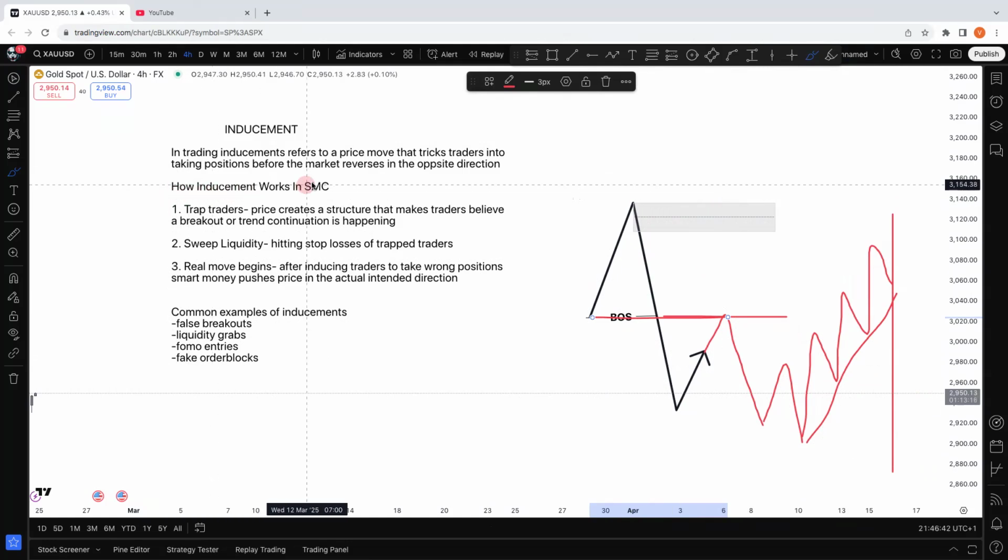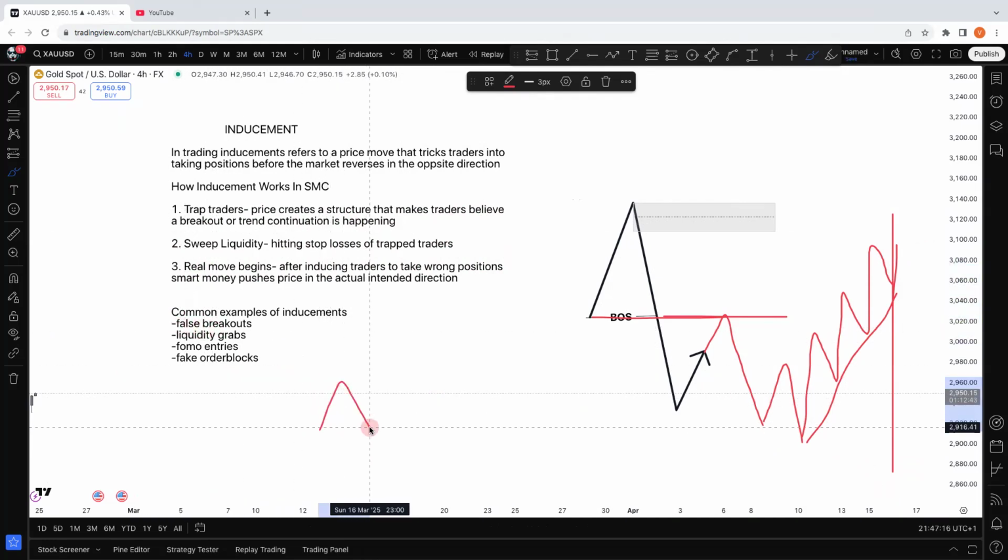So, how inducement works in SMC, like I already explained, to trap traders, price creates a structure that makes traders believe a breakout or a trend continuation is happening, just like I just gave us now, right? A trend continuation. And then the sweep of liquidity hits the stop losses of trapped traders before the real move eventually begins. All of these things will happen before this move to the downside eventually happens, which is the real move, right?